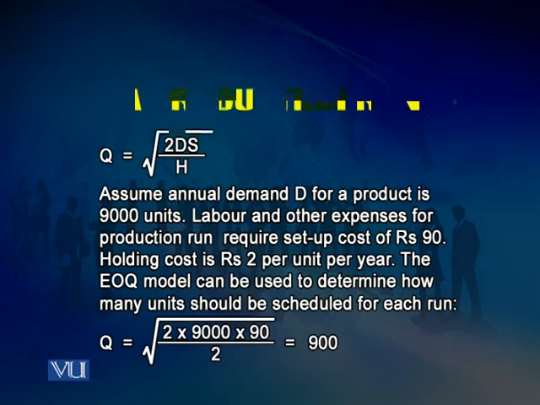The calculation is the same. We insert into the formula the numbers that are given. So in this example, 9,000 was the total requirement for the year, 9,000 for D. Setup, we are told, is per setup the cost is rupees 90. So 9,000 and 90, times 2, divided by H, and we were told the holding cost is rupees 2 per unit per year. So H is 2, and inserting this information into the formula, the answer we get is 900. So 900 turns out to be the most economical batch size.